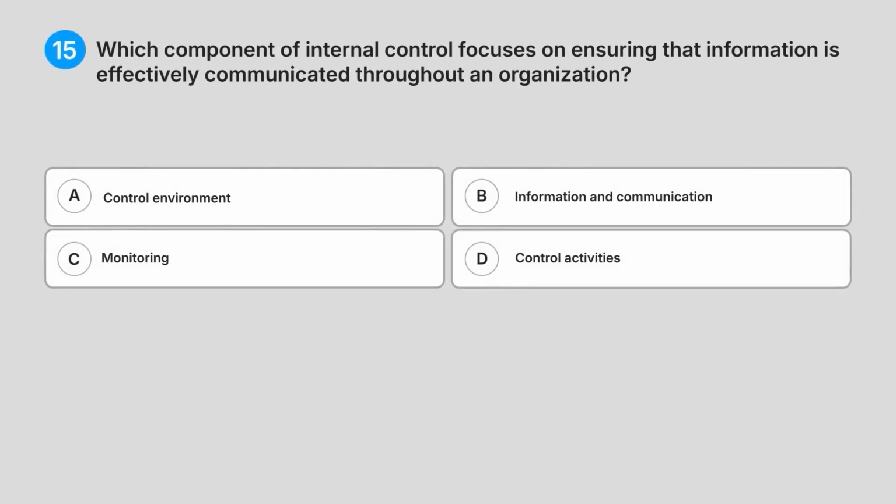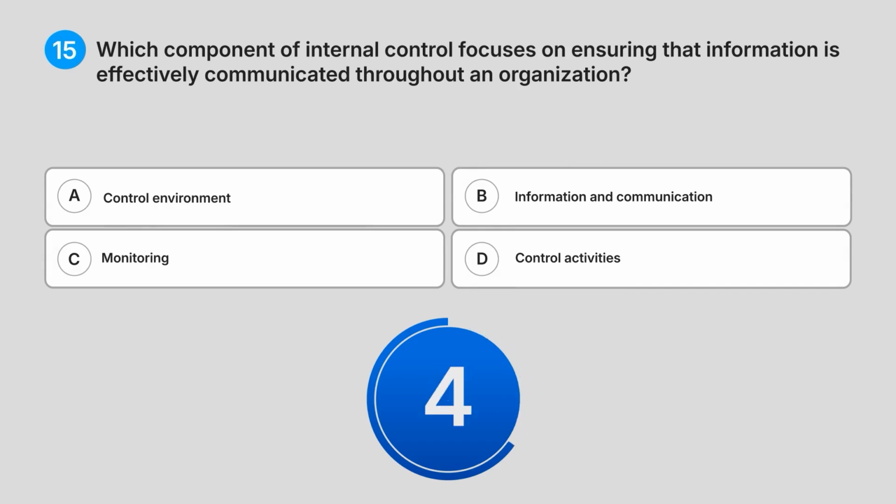15. Which component of internal control focuses on ensuring that information is effectively communicated throughout an organisation? A. Control environment. B. Information and communication. C. Monitoring. D. Control activities. Do you know the answer?